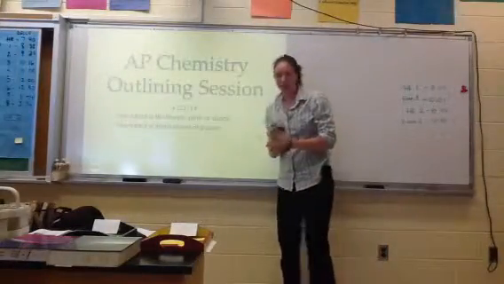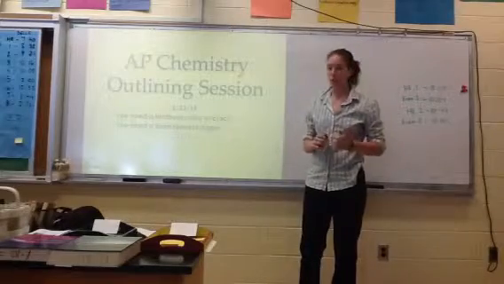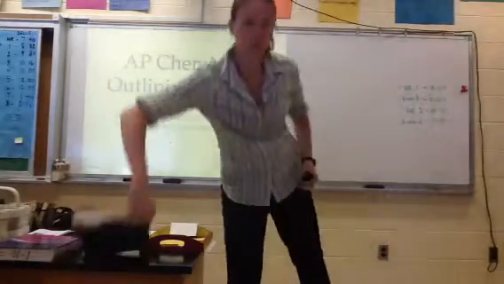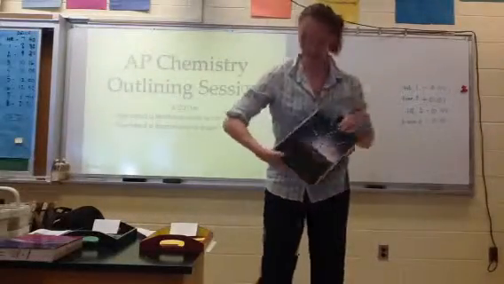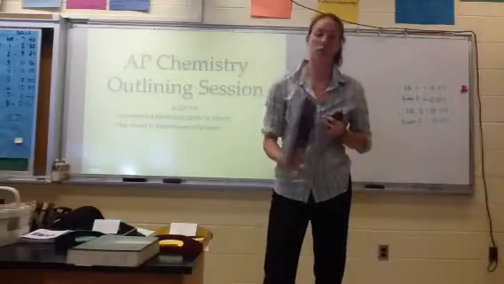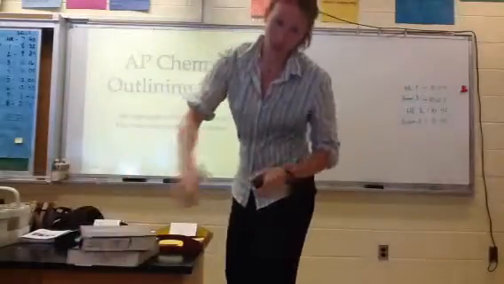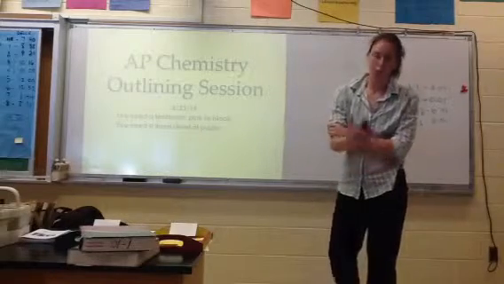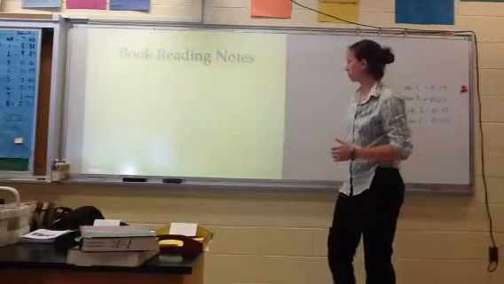Alright, here's a recap of the chemistry outlining session. What you should have right now is a textbook, lined sheet of paper. Hopefully you have either this textbook, the 8th edition, or this one, which is the 7th edition. If you happen to get one of the other textbooks, the information you'll need will be on one of the slides in the PowerPoint that's attached.